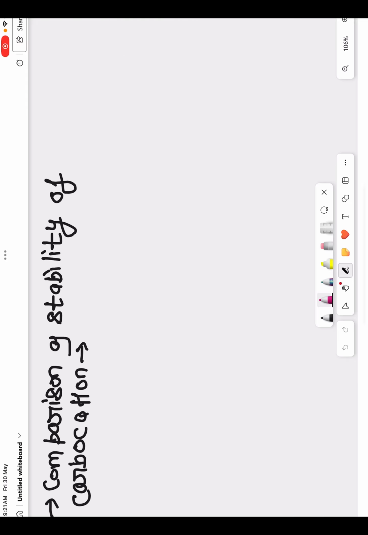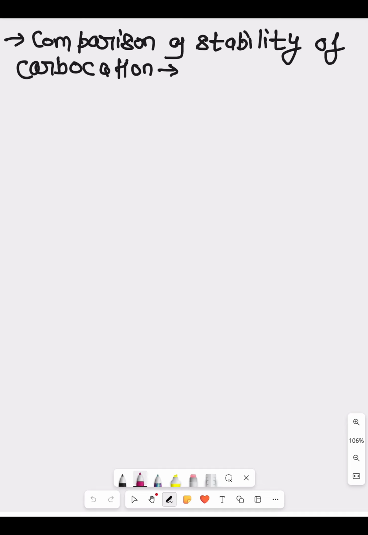Hello everyone. So today let's talk about how the inductive effect helps us to compare the stability of carbocation. Now, what is carbocation? Carbocation is a positively charged carbon atom and it's quite unstable. Unstable because it is a reactive intermediate. Let me show you the structure of carbocation. This is your carbocation. Carbon atom having plus charge.